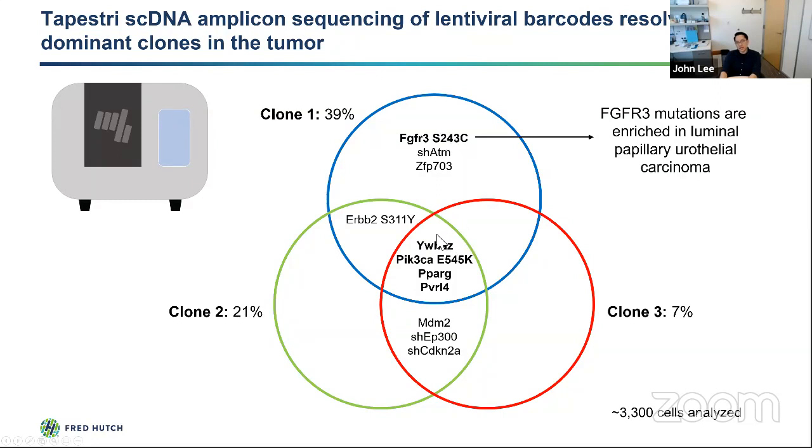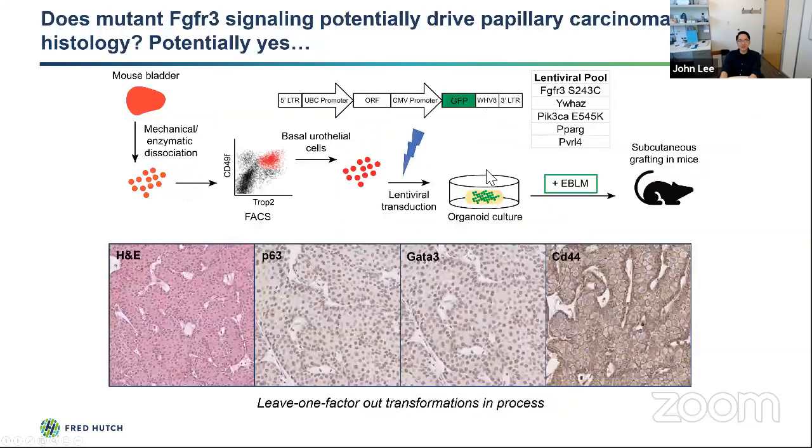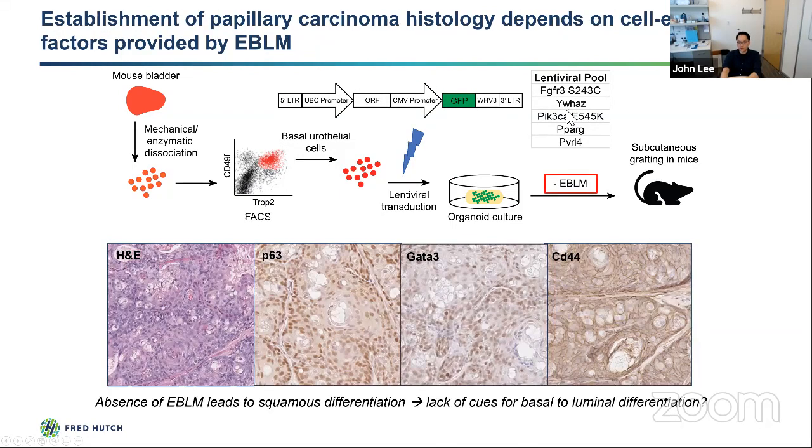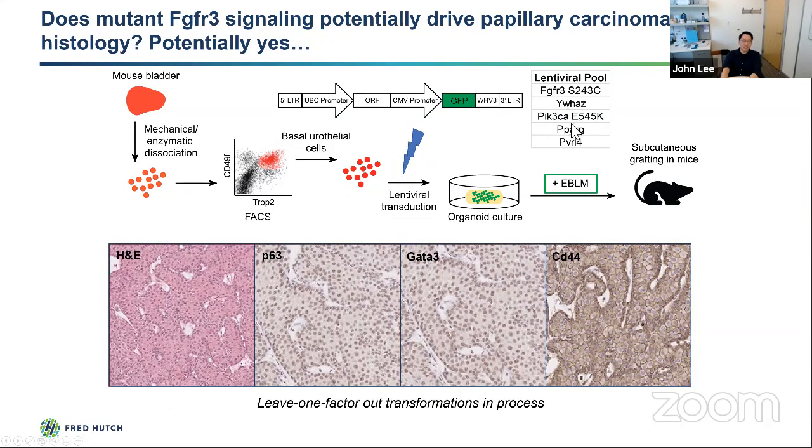We wanted to take these common alterations and then add FGFR3 to see whether they could recapitulate that phenotype. So this is the experiment that we did. Again, we went through the process, but this time, instead of introducing that larger lentiviral pool, we added mutant FGFR3 and those 4 common genetic alterations. We wanted to see whether, if we go through this entire process, we generate papillary carcinoma histologies. And the answer is yes. So this is what the tumor looks like. It has this papillary architecture. It's got a consistent staining pattern here.